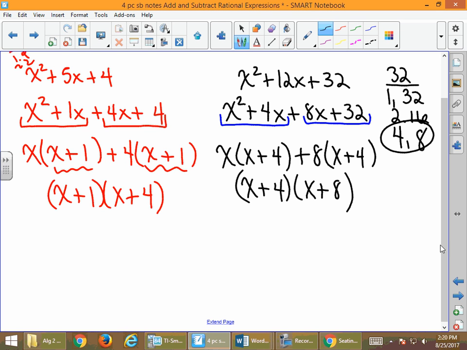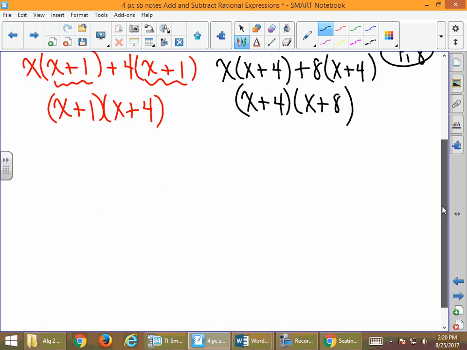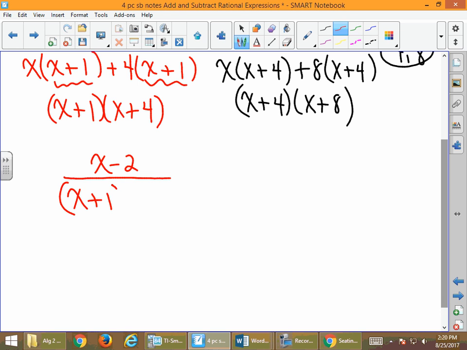And once we get that written, I'm going to rewrite the problem. I write a lot on the subtraction problems. But once again, if you do choose to rewrite, then over here with our left-hand fraction, we have x minus 2 in the numerator. And then our factored form of the denominator is x plus 1 and x plus 4.